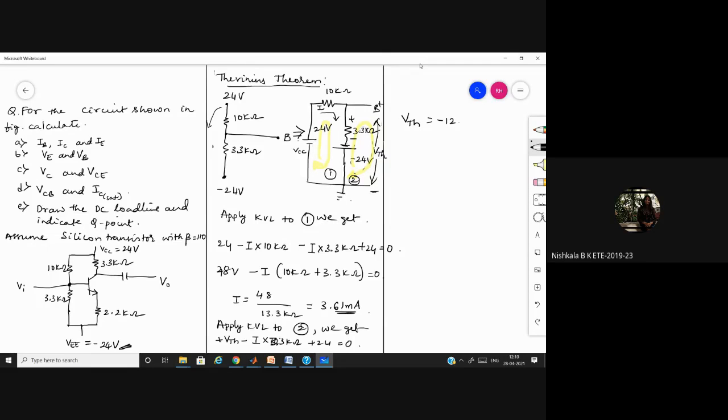So therefore, what is the substitution? 3.3 into 10 to the power of 3. So this is minus 12.08. Yes, minus 12.08, or you can roughly round it off to 12. So that is your VTH you have got.